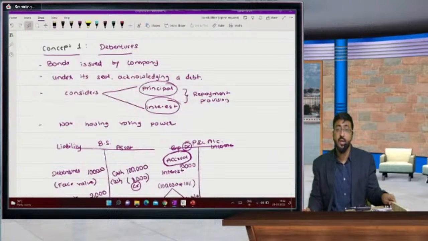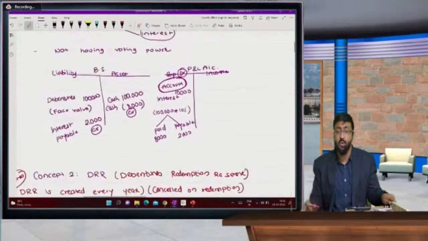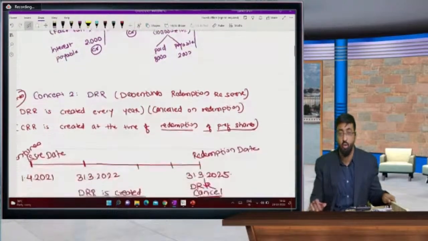First, we have completed the concept of debentures. Debentures is nothing but bonds issued by the company under its seal, acknowledging a debt, and it considers principal and interest separately. So this is the definition, and how is it going to reflect in your balance sheet? Debentures are shown under the head long-term borrowings at the face value, and interest is always shown in the profit and loss account based on the accrual concept.